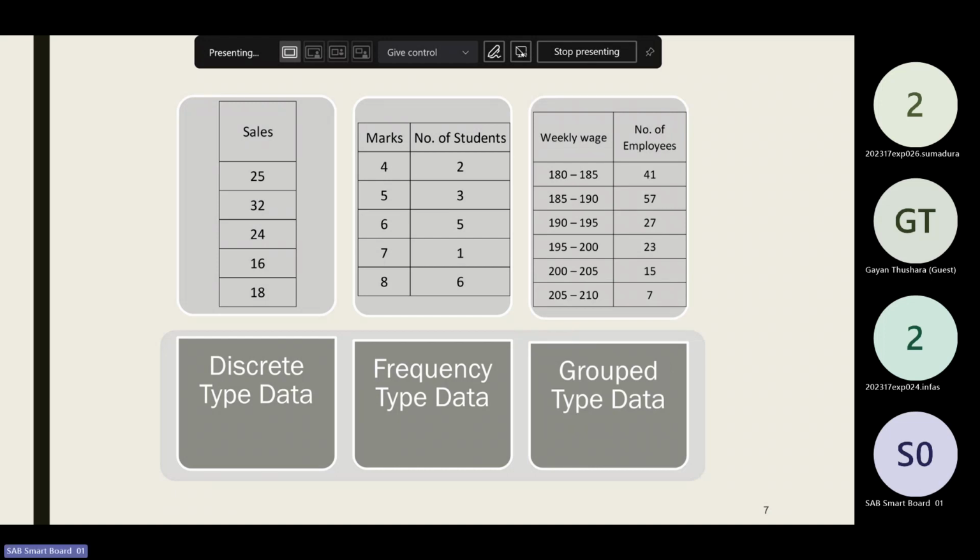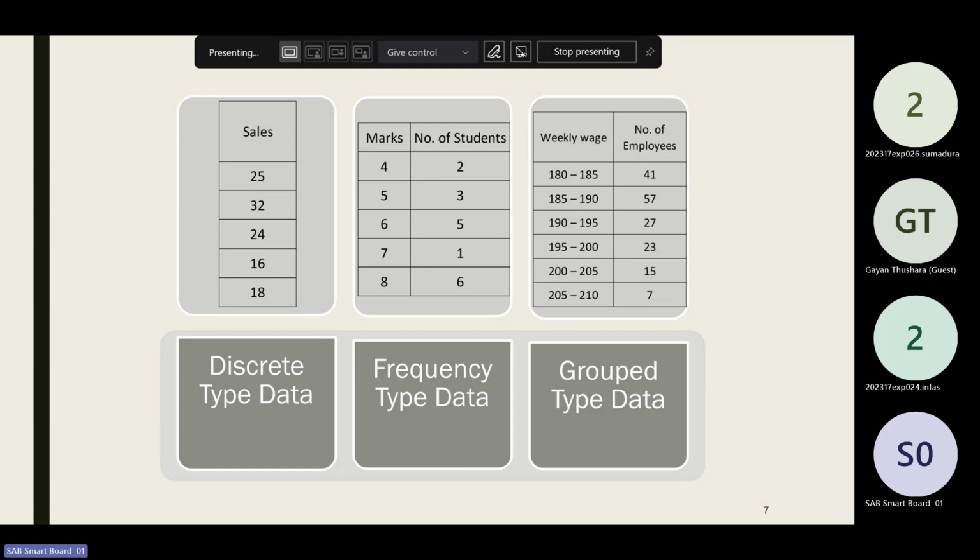And the third one is, we can classify the observed values in ranges, right? So 180 to 185, 185 to 190, 190 to 195. So how many? What is the frequency? If the data set is given in this format, then you call it grouped data.